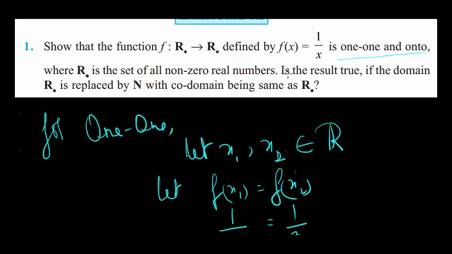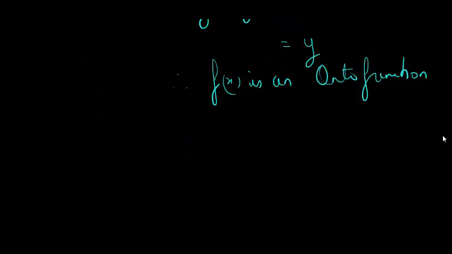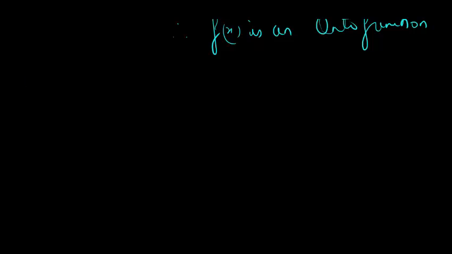However, look at this. He's asking us whether this result is going to be true if the domain R naught or R star is replaced by N and the codomain is the same. What is he now saying? He's saying consider the same situation, but please go ahead and change your domain. So now the function is from natural numbers to R star. Natural numbers is this and this is this. Okay, now let's see how to prove this.